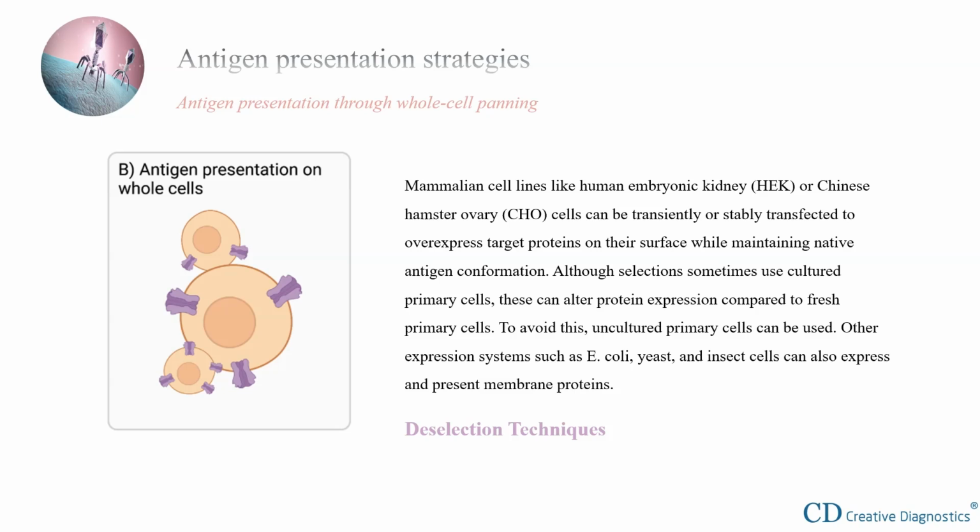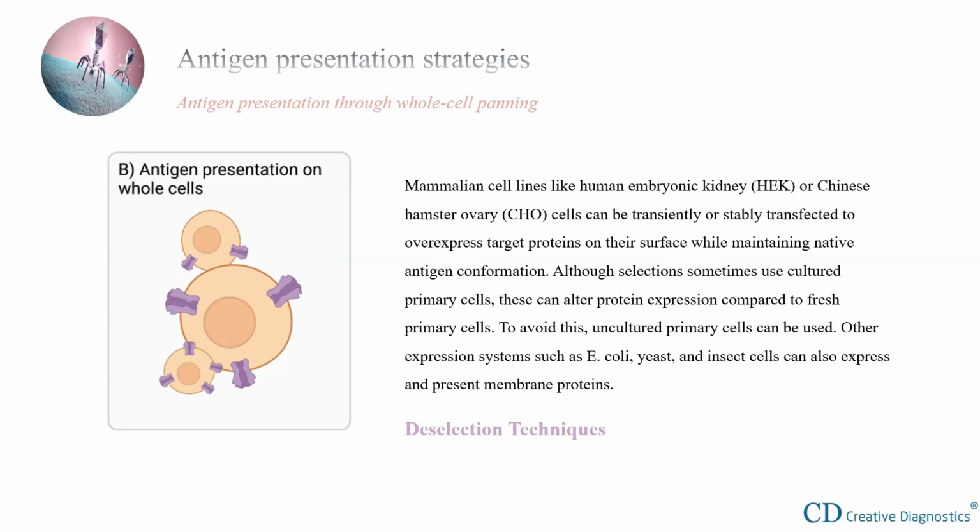One challenge of using whole cells for phage display selection is that the target antigen, whether endogenous or recombinantly expressed, usually represents only a small fraction of the total proteins on the cell surface. To address this, deselection techniques can be applied as described below. Additionally, when using transfected cells, the host cell line can be changed between selection rounds to focus the selection on recombinant antigens expressed on both cell types.